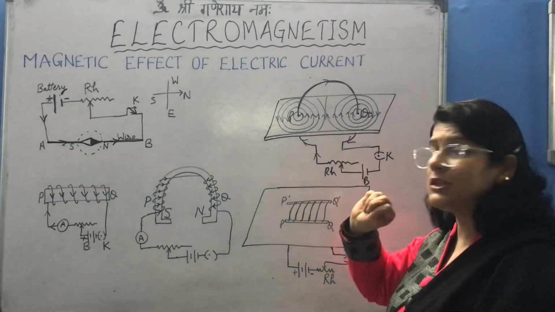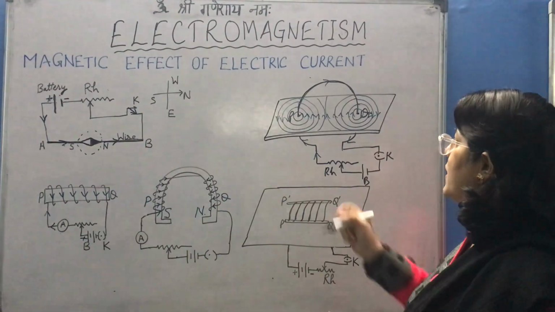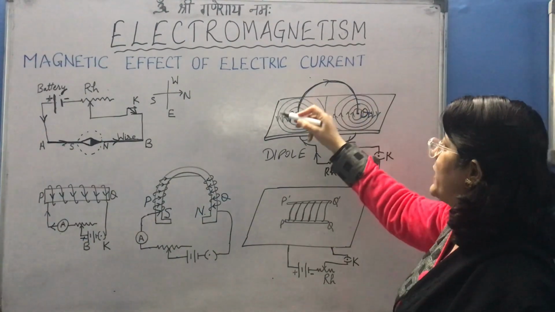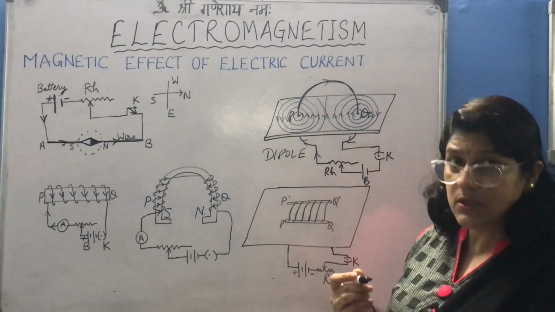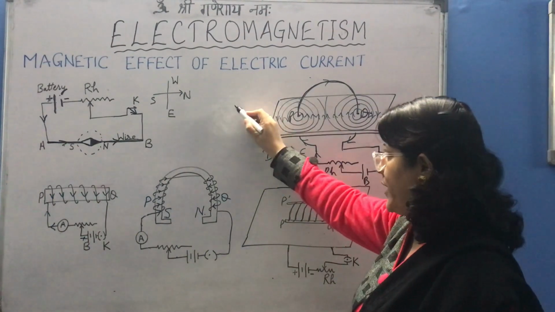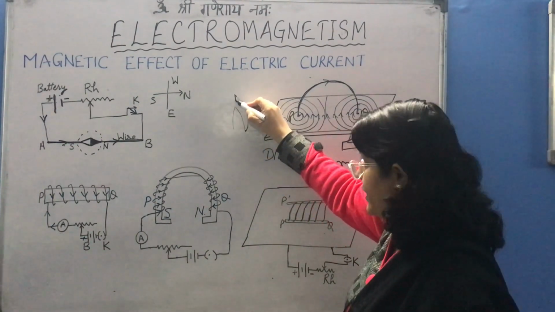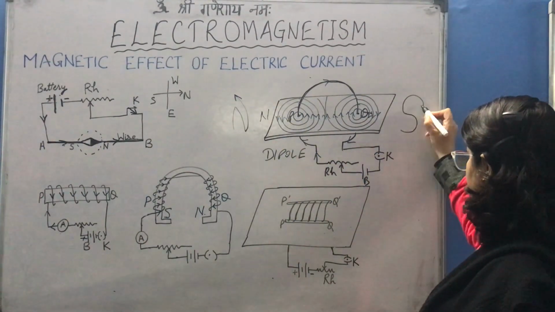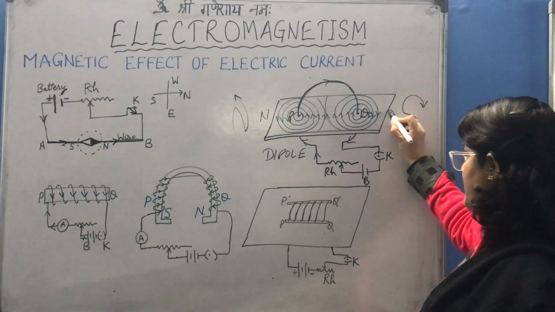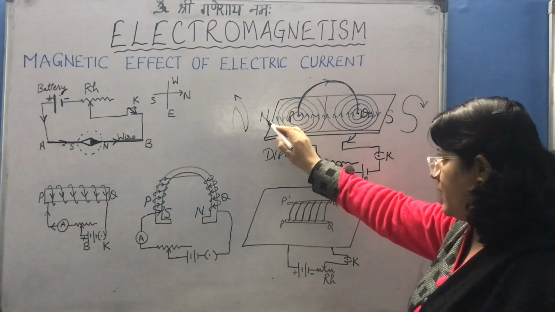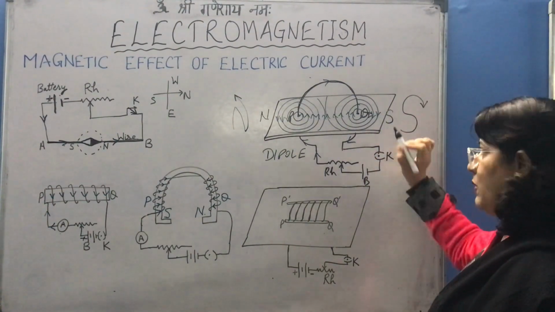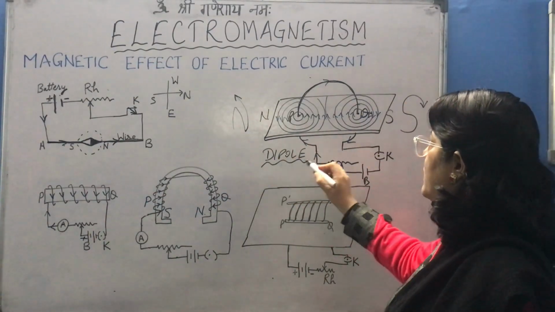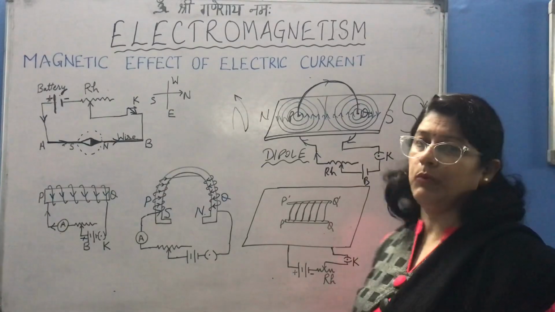This loop will behave like a dipole. Dipole because, as we have seen here, the magnetic field lines are pointing anti-clockwise. Now this is the clock rule: when magnetic field lines point anti-clockwise, then this will behave like a north pole. And when they are clockwise, this pole will become a south pole. So this point P will become north and point Q will become south pole. So this loop will behave like a dipole, which has 2 poles, a north pole and a south pole.